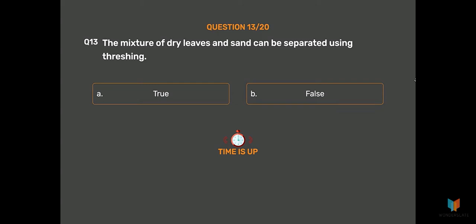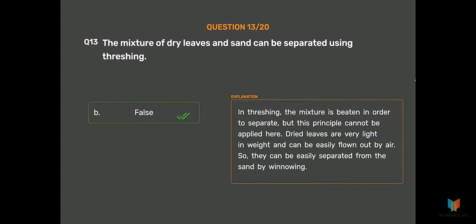The correct answer is option B. False. In threshing, the mixture is beaten in order to separate, but this principle cannot be applied here. Dried leaves are very light in weight and can be easily blown out by air. So, they can be easily separated from the sand by winnowing.